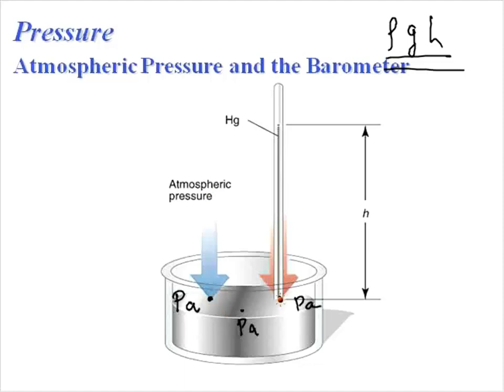Now how do I get PA there? The point I have chosen is inside the tube. This is a tube which is closed at the top and open at the bottom. Where is the atmosphere above it? I mean, there is atmosphere above it, but it is not pressing the liquid. There is no atmosphere inside the tube.